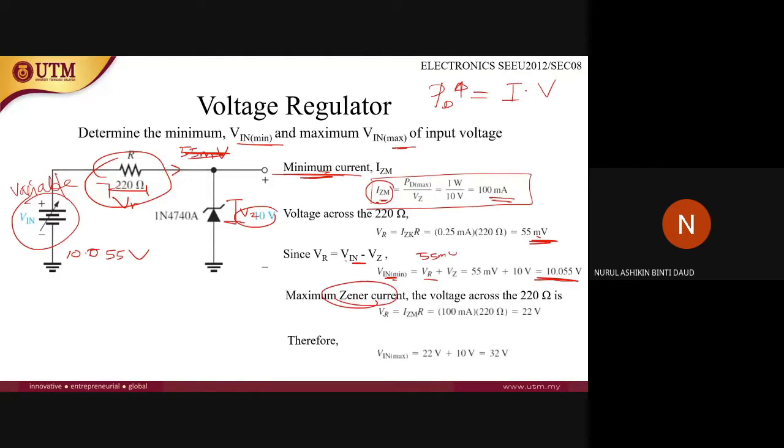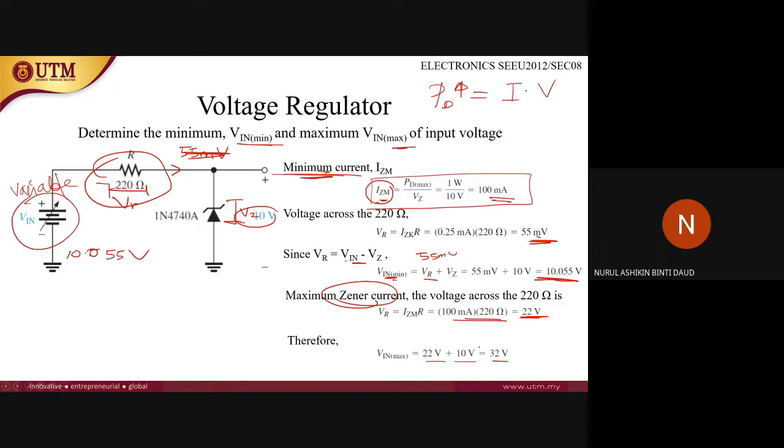For the maximum, how about for the maximum? For VR, IZ maximum value times R, you will get the value for VR maximum is 22 volts. So therefore, Vin maximum is equal to 22 volts plus 10 volts equals 32 volts.